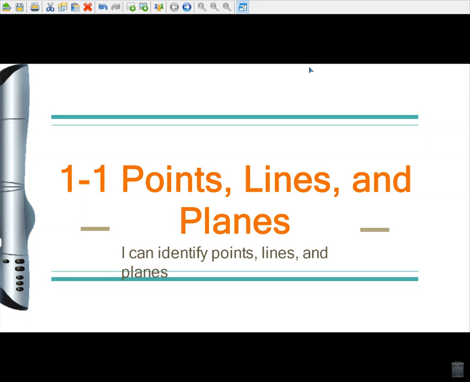All right, guys, let's go ahead and get started with our lesson for today. Our lesson is 1.1 over points, lines, and planes, and our I can statement is I can identify points, lines, and planes.